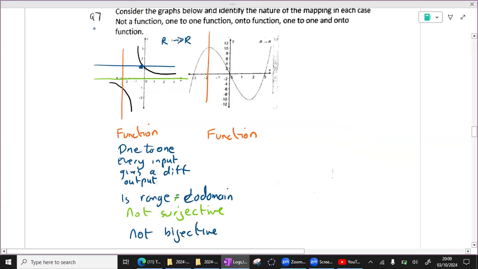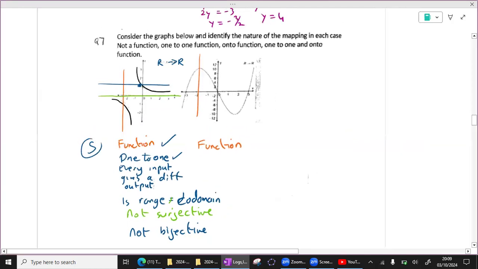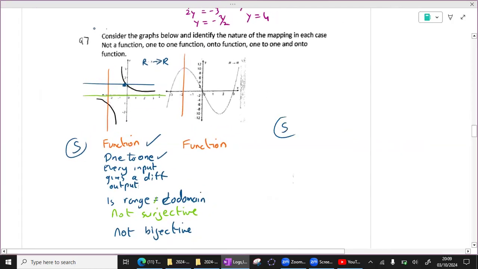Now, I didn't mind if you didn't give me all of that. What I was really looking for, for 5 marks, was for you to say it was a function. If you had said it's 1-to-1, then I accepted that. You didn't need to tell me about the others. Regarding the other side, this was also worth 5 marks.